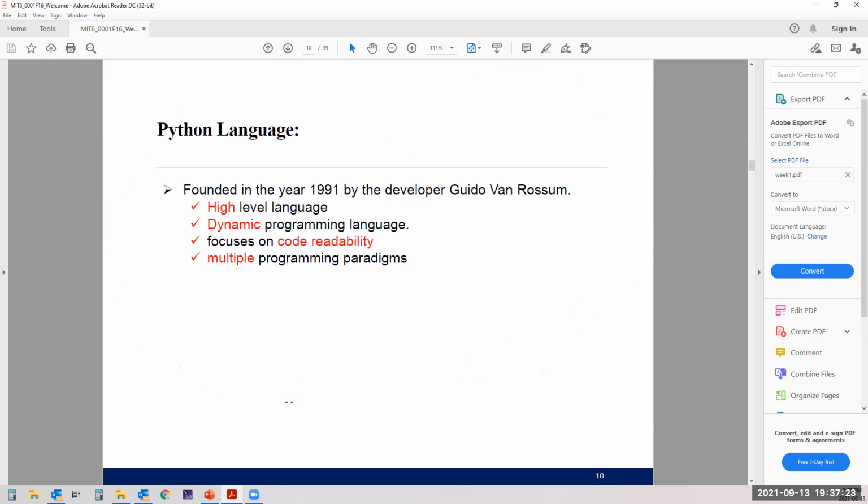Python language. The Python language was founded in 1991 by the developer Guido van Rossum. It is a high-level language. As you may know, we have three levels of programming languages. Low-level programming languages like machine language, which is zeros and ones. Intermediate programming languages such as assembly, and C. Some consider assembly a low-level language.